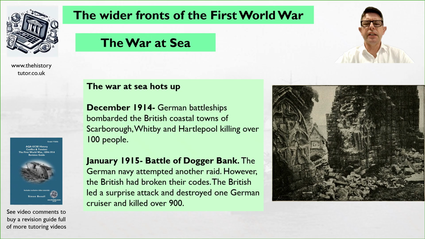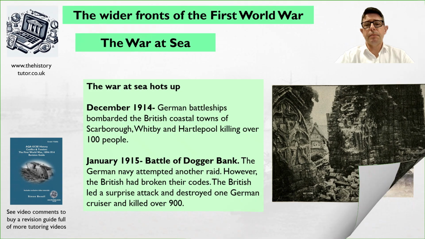By January 1915, the British tried to get their revenge on the German attacks at the Battle of Dogger Bank. The German Navy had attempted another raid on coastal towns. However, the British had broken their secret codes by this stage. The British led a surprise attack and destroyed 1 German cruiser and killed over 900 German sailors. So now there was revenge for the British, and they had a big victory for public opinion in Britain.